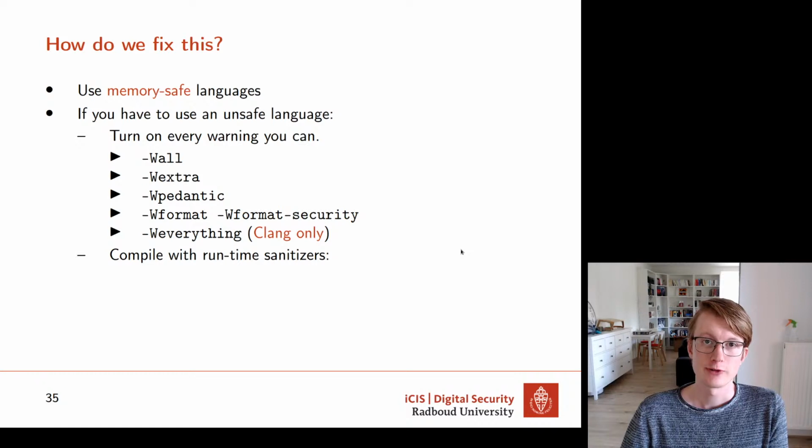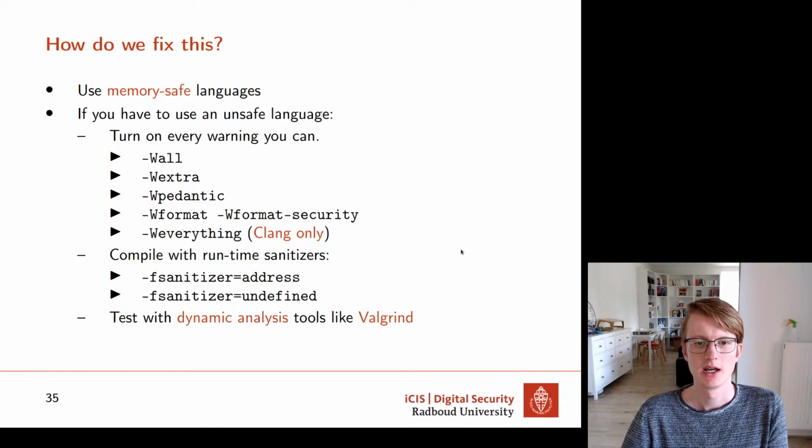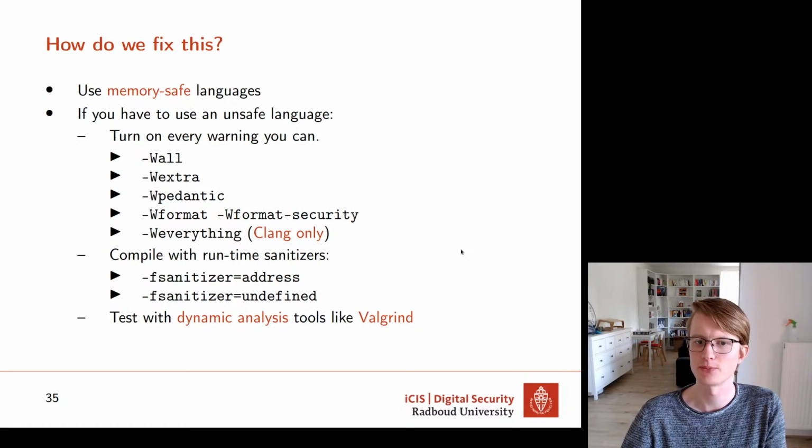Another way to find such problems is to run with sanitizers. So -fsanitize=address will try to figure out if you're doing all sorts of accesses into memory that are illegal, similarly for undefined behavior. And these are dynamic analysis tools like Valgrind that run at runtime. They slow your program down, but that's because they are checking everything in the backend. You would use these while testing and then turn them off when you ship the end product to your users.